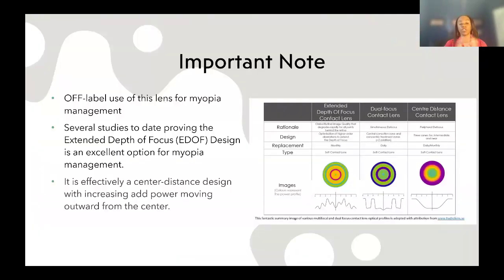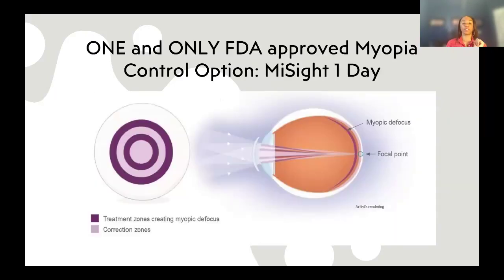What I do want to make sure everyone realizes is that this is absolutely an off-label use of this lens for myopia management. Just because it's off-label doesn't mean you should be afraid of it. We do tons of things off-label. The key here is that this is a center distance design, which we know center distance designs work really well for myopia management. This is an extended depth of focus lens. So it essentially means that there is center distance in the middle, and then we're adding power as the lens goes out to the periphery. But this is going to give the patient really good vision and a myopia control effect at the same time.